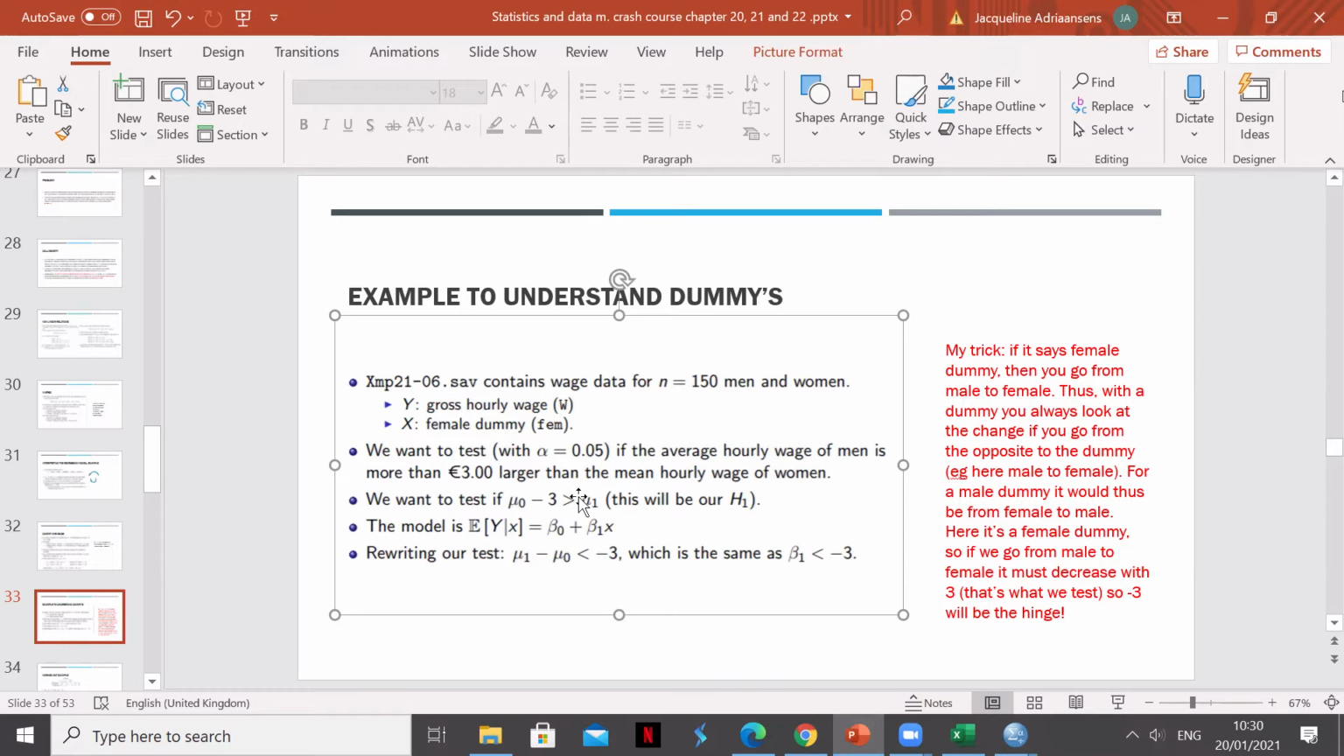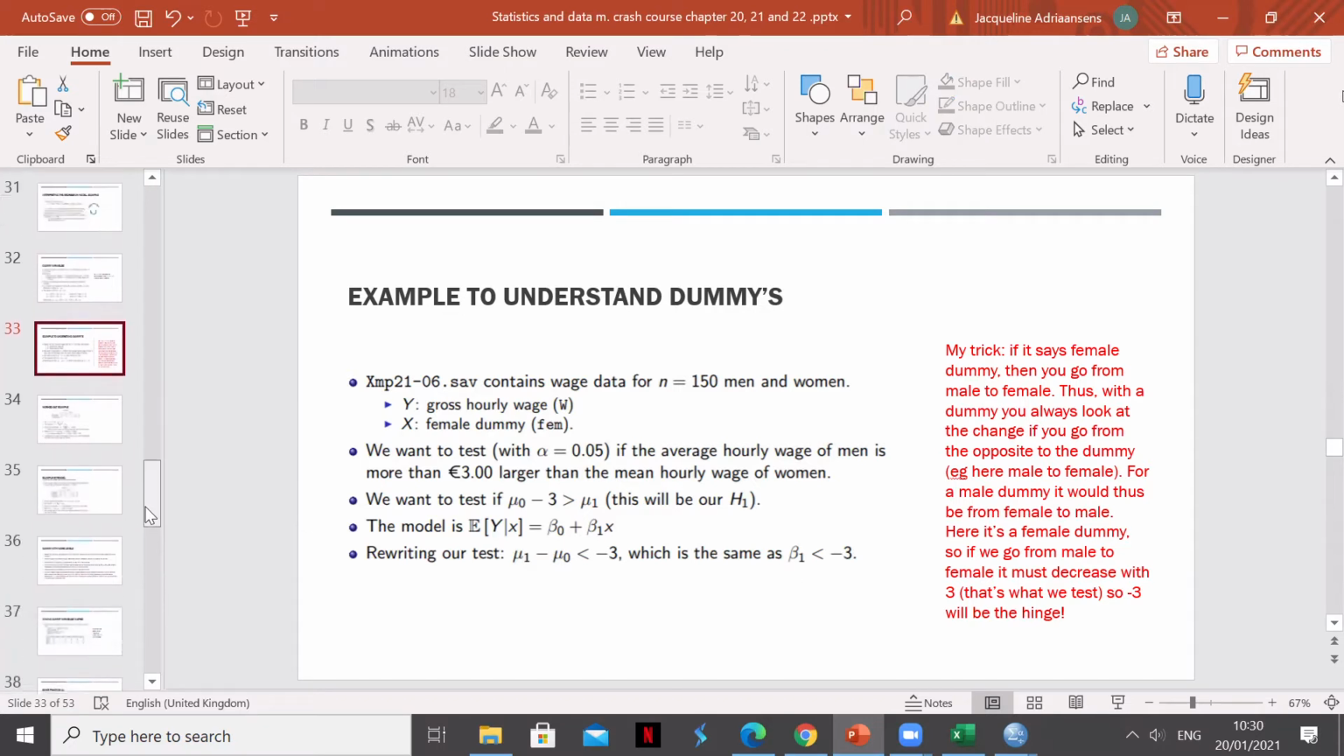If you don't understand what I told you here, then please ask again, because you might not remember this part, but you need to understand this part, I think. And I'm happy to explain it again if you don't understand. So we concluded we want to test if beta 1 is less than minus 3.